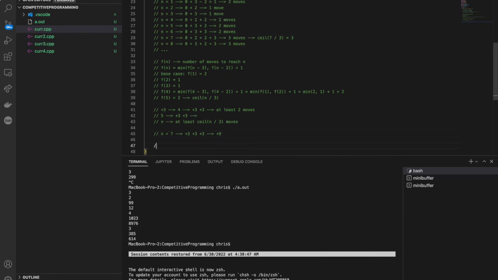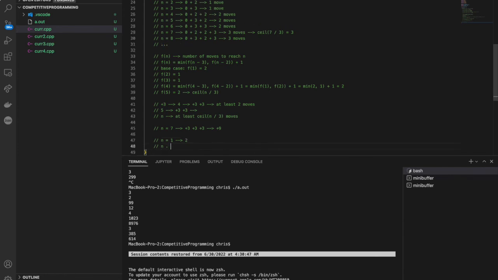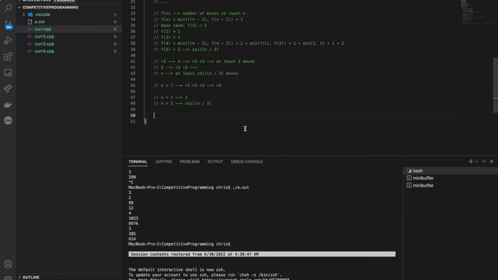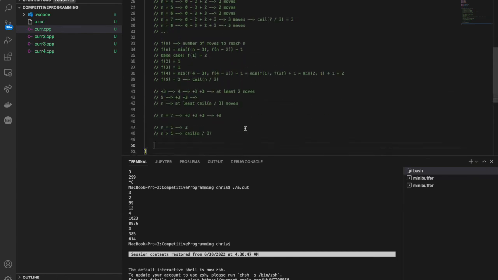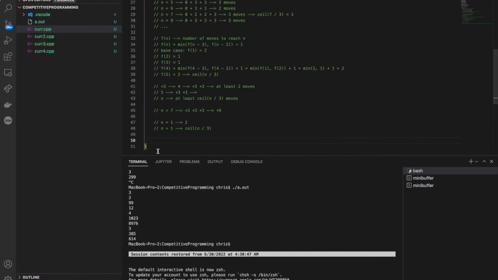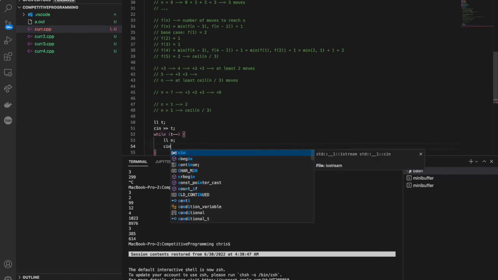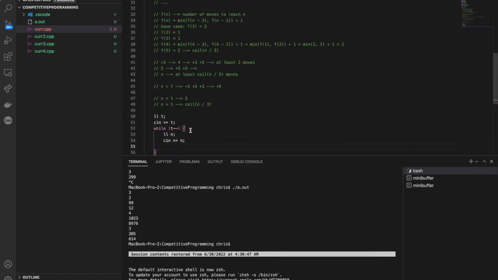Well, the answer must be then, if n is equal to 1, it's 2, but for any n greater than 1, it'll be the ceiling of n divided by 3. And that's the answer. So what we could do now is the coding. So we get as input a t, and then we also get for each test case an n.